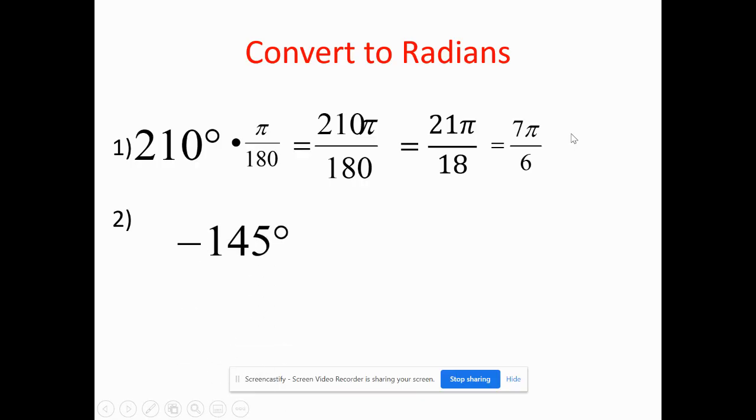Why don't you pause the video and try negative 145 on your own? The negative doesn't do anything. I'm still converting to radians. Just FYI, the negative will still be there in your final answer, but it doesn't change anything I'm doing. I'm converting to radians, so I multiply by pi over 180, merge them together and reduce them. Maybe it takes you a little math on the side to do the reducing, but you should have gotten negative 29 pi over 36.